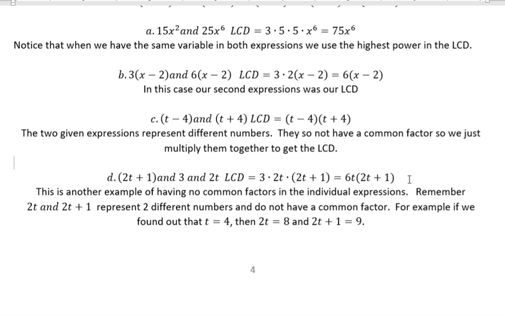Again, that is 3 distinctly different individual expressions that have no common factors. And remember that 2t by itself and 2t plus 1 are very different. If we found out that t was 4, 2 times 4 would be 8, but 2 times 4 plus 1 would be 9. Those are representing different numbers.